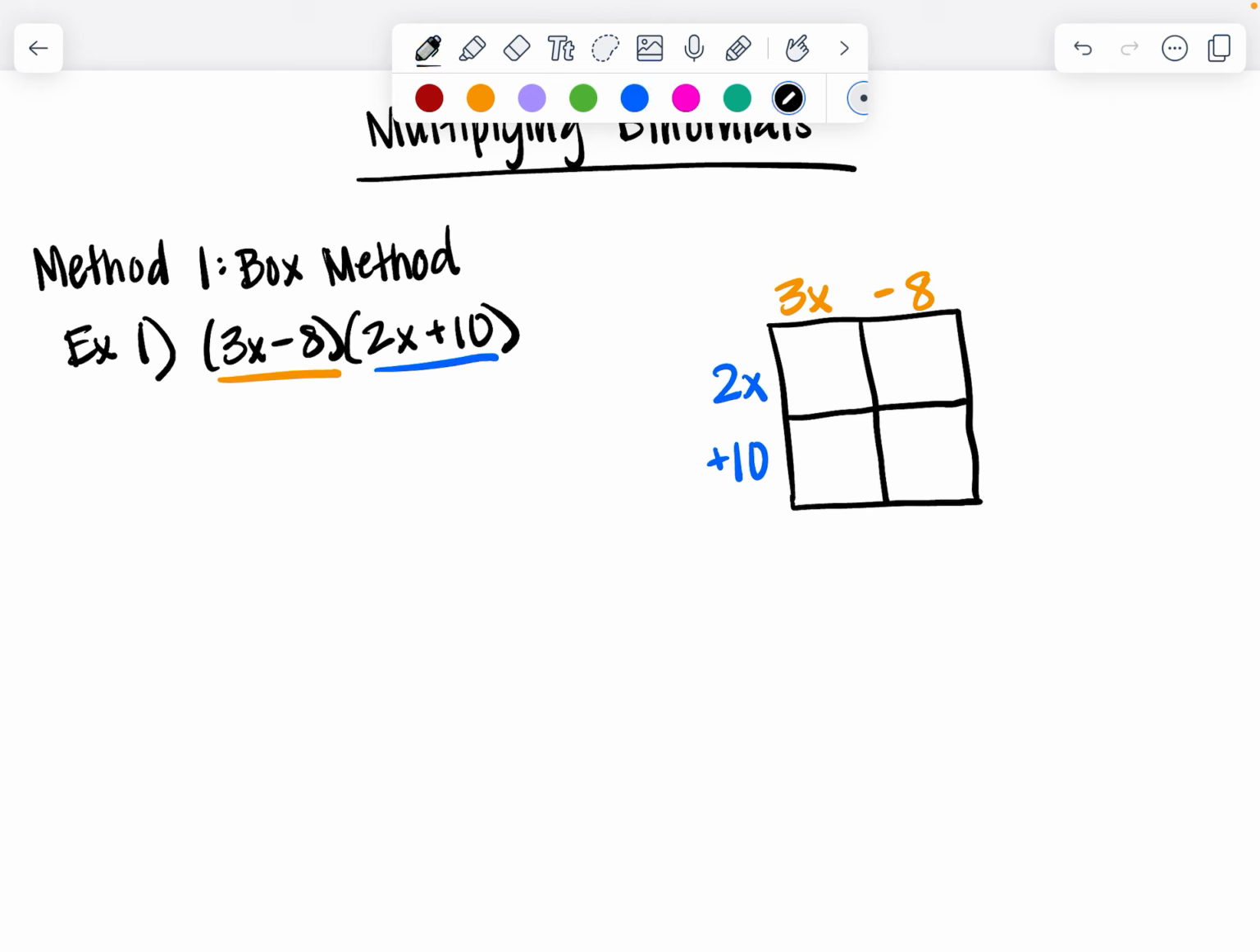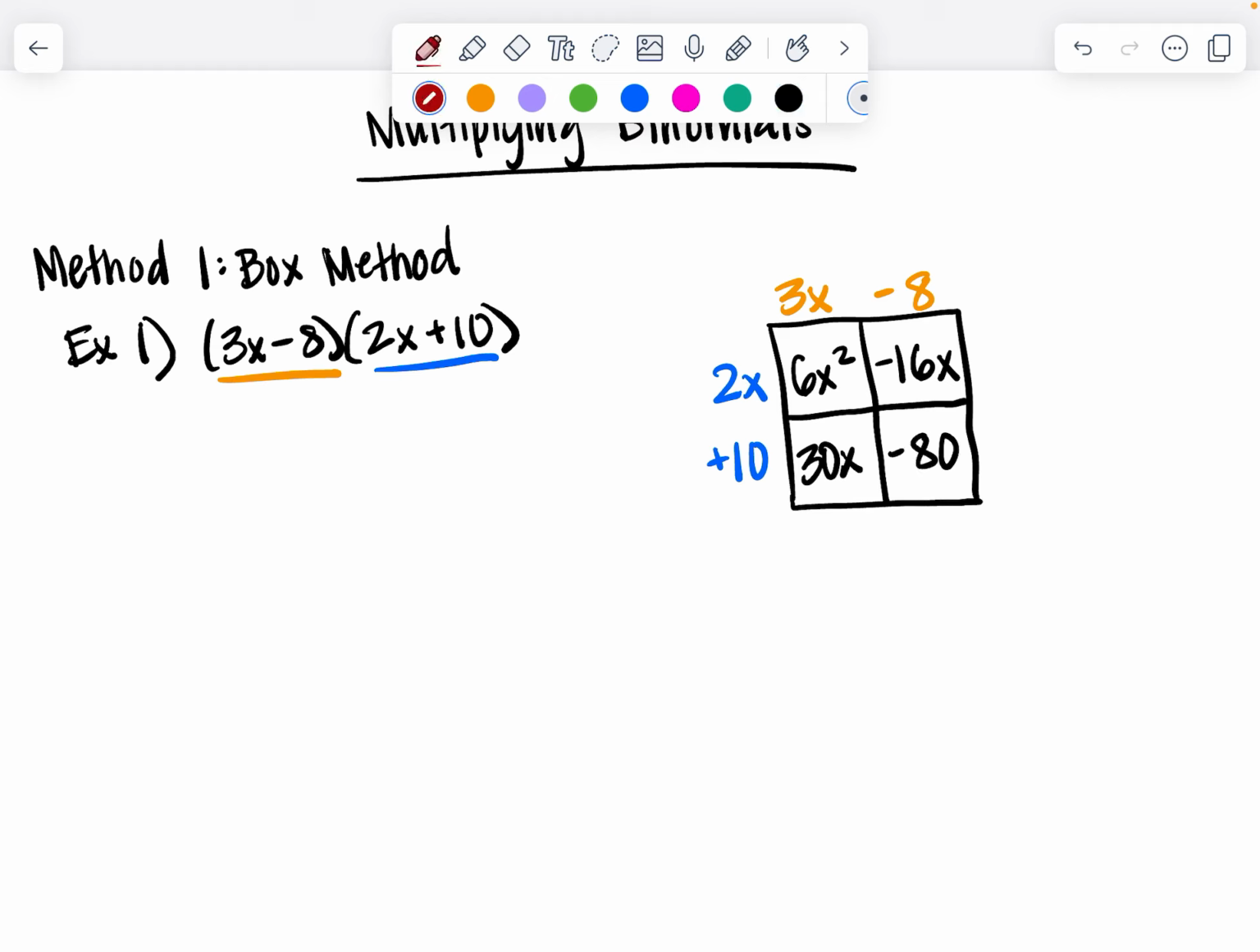So 2x times 3x becomes 6x squared. 2x times negative 8 is negative 16x. 3x times 10 is 30x. And 10 times negative 8 is negative 80.